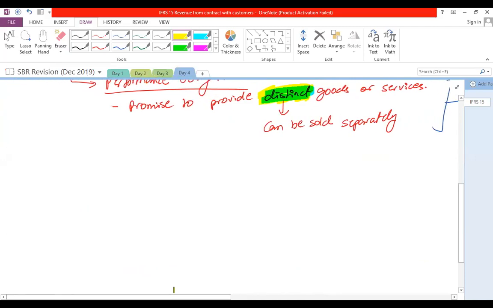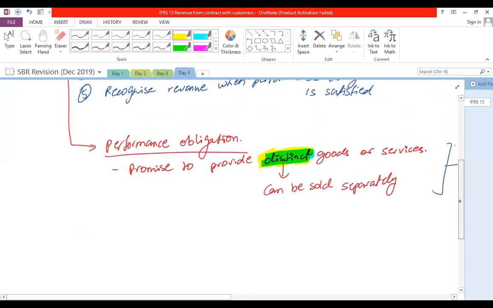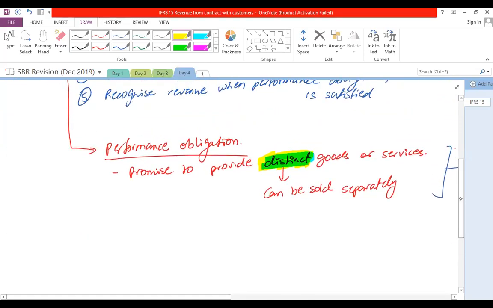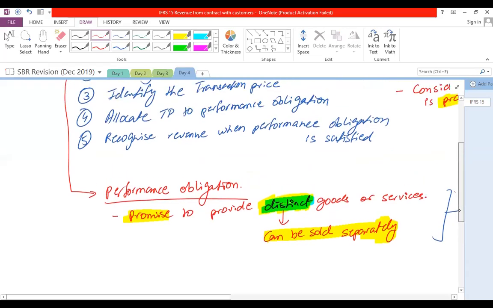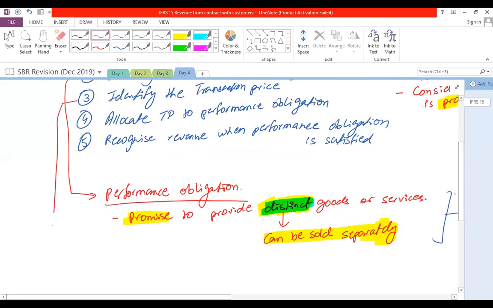So we were discussing step 2, where we have to identify the performance obligation. And what exactly is a performance obligation? It is a promise to provide distinct goods or services. Distinct means which can be sold separately. Now the third step is to identify the transaction price. This is comparatively a more challenging one.